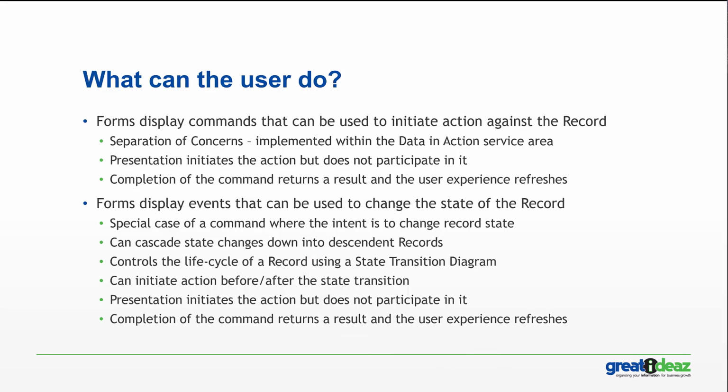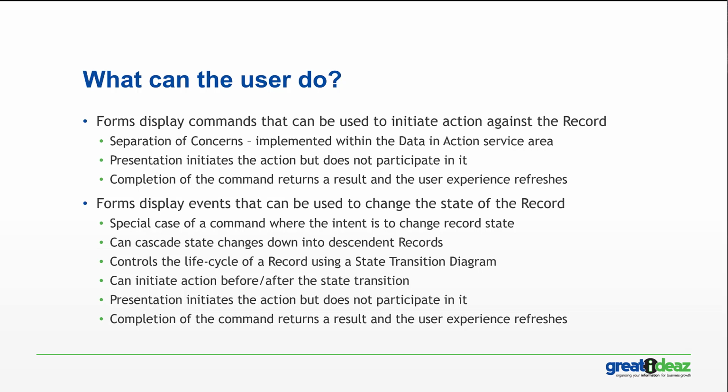And so from the perspective of what the user can do, we've talked about forms displaying events that can be used to change the state of the record. When the user selects and clicks that, then we might want to cascade state change down onto descendant records. We're going to control this whole process using the state transition diagram mechanism we've just illustrated in this presentation.